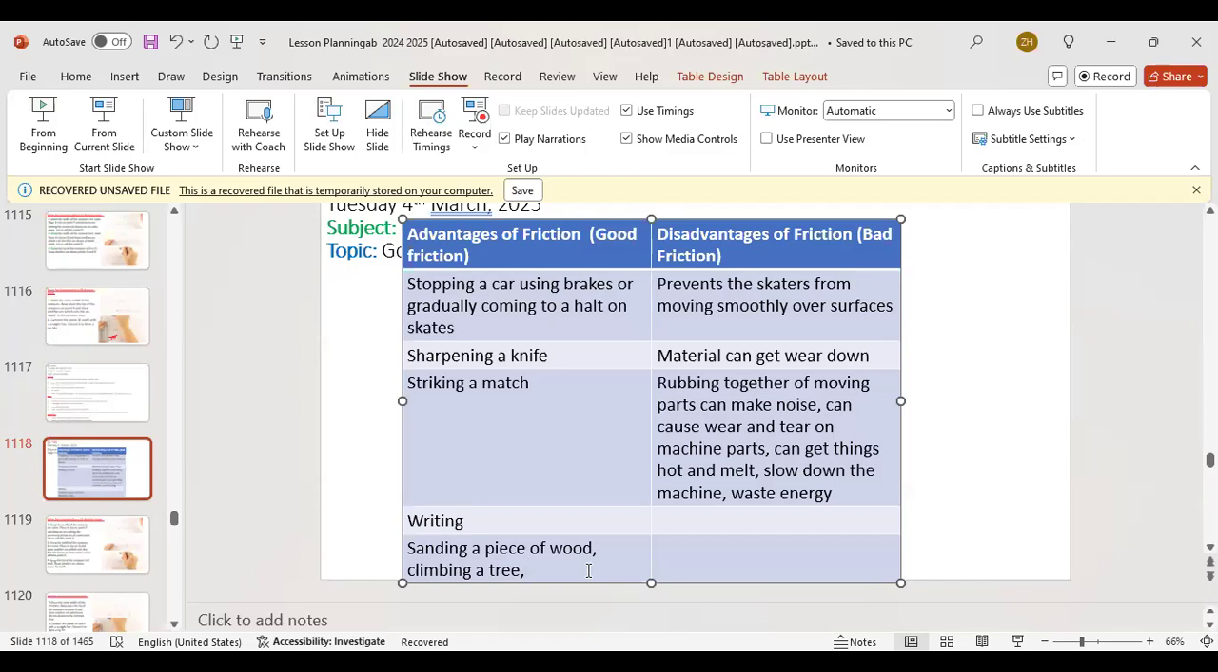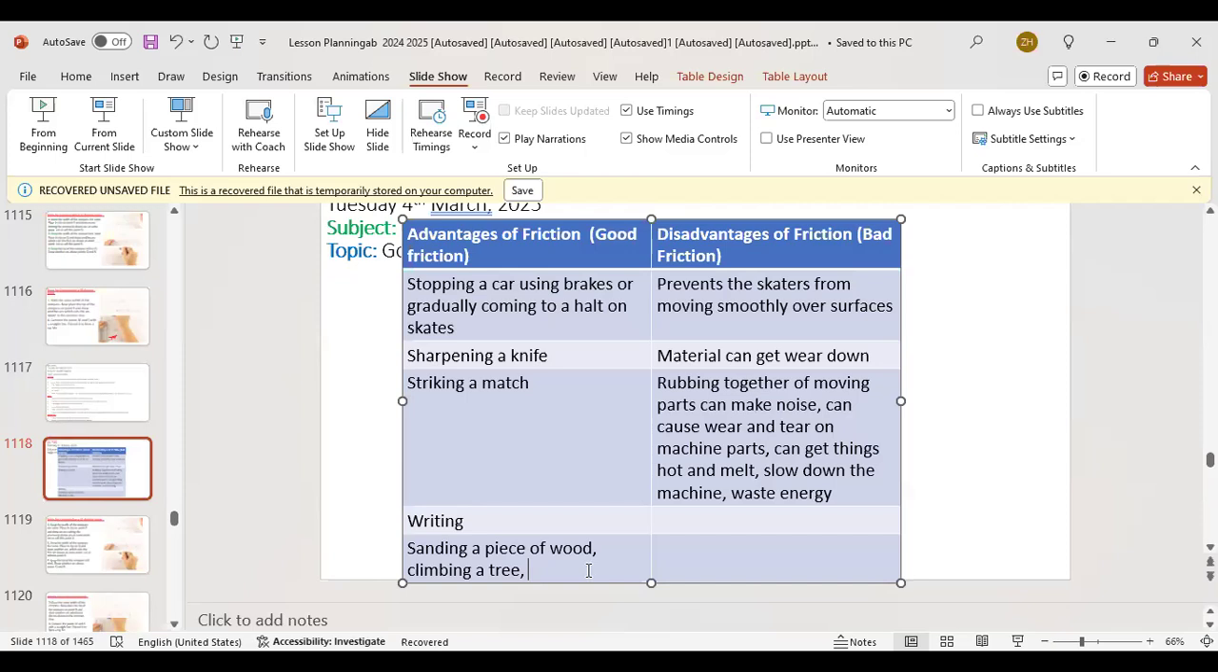All right. I hope you have good friction on your legs when they start shooting you down. I hope you have good friction if I fall on them. All right then. Mr. Petit, I tell you, if that happened to me, I'd be gone. Oh my. All right. So sanding a piece of wood, climbing a tree.